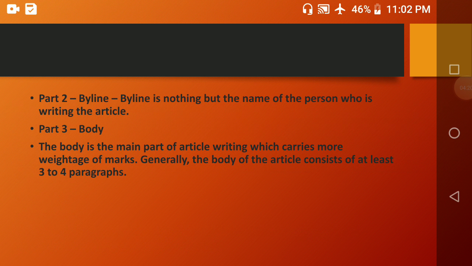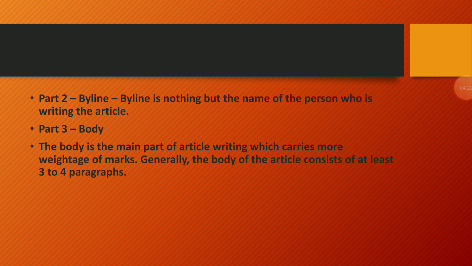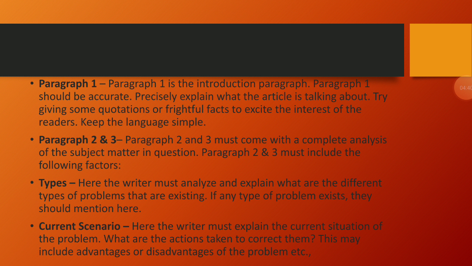Okay. Then you have the byline. As I told you, byline is nothing but the name of the person who is writing the article. Then the body. The body is the main part which carries more weightage of marks. The body has to be written in 3 or 4 separate paragraphs. Now, what are you going to write in those 3 or 4 separate paragraphs? Let's just see. First is paragraph 1, within the body.